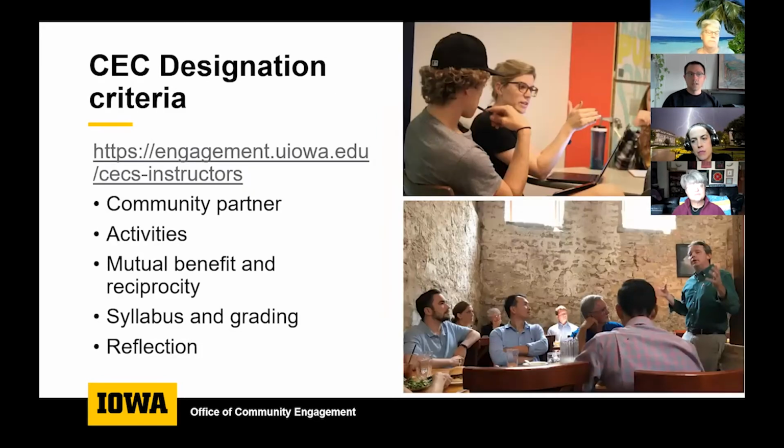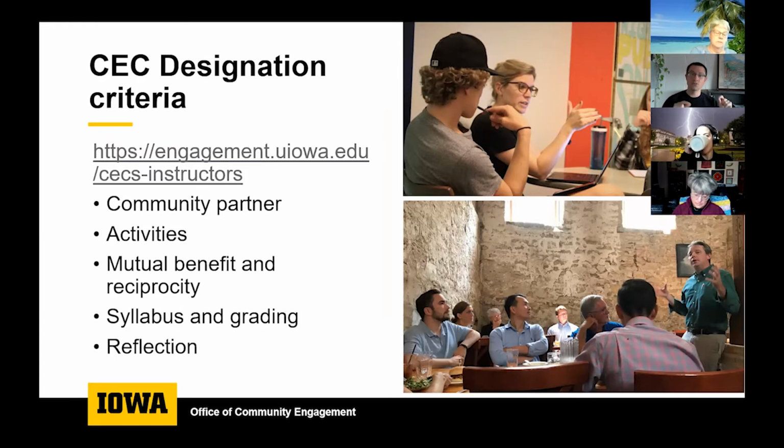So the big question is what is the designation? How does a course meet the community engagement criteria? After a year of looking through what counts towards a community engaged course, we have 5 basic criteria. And I'm going to walk through each of these points.